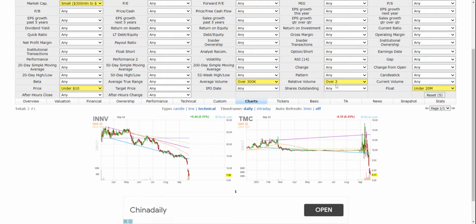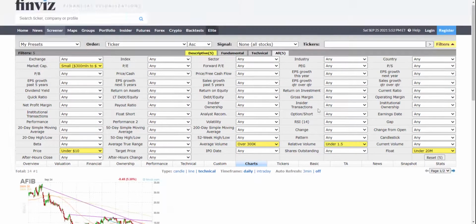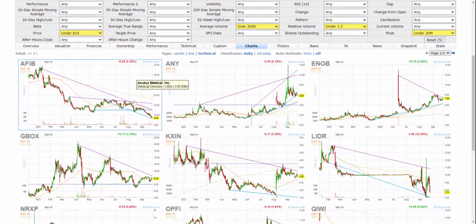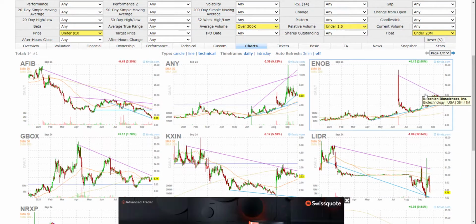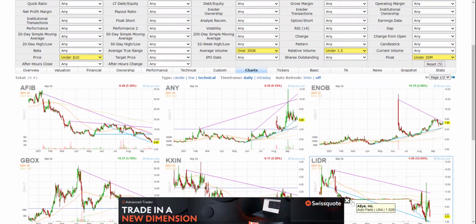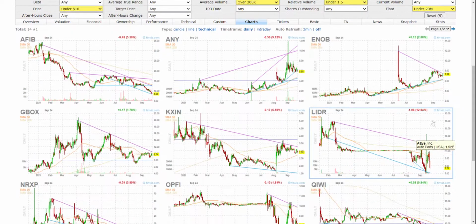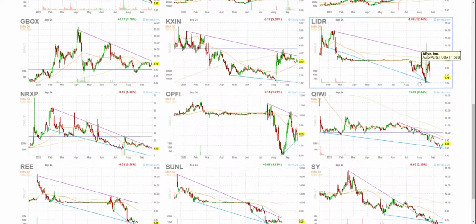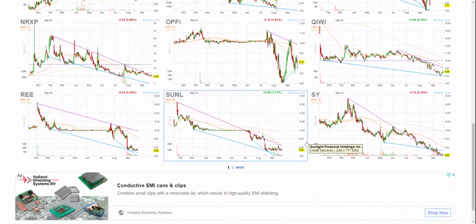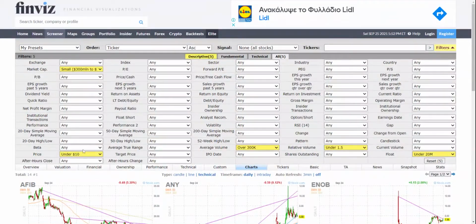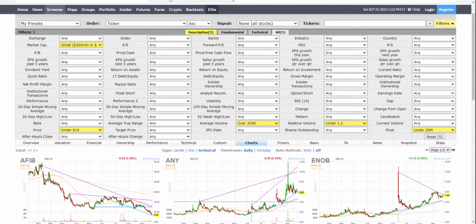You can change the R vol to 1.5, and you're left with 14 stocks. You have a lot more opportunities right here. For example, this one could break out through the structure and push to the upside. And that's about it. You can go ahead and find these stocks if you want to trade them. That's it for the video.